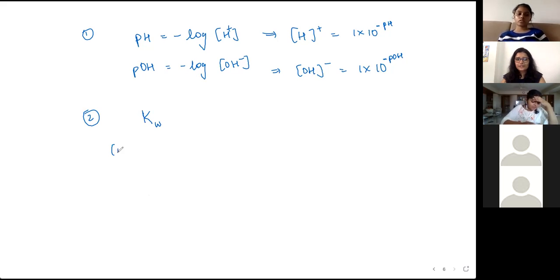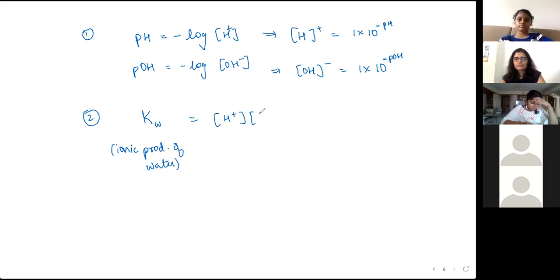So this is also called the ionic product of water. That is equal to 10 power minus 14, right? Yes. So this is equal to concentration of H plus into concentration of OH minus. So for neutral water at standard condition, 10 power minus 7 into 10 power minus 7 is equal to 10 power minus 14. This is the ionic product of water.